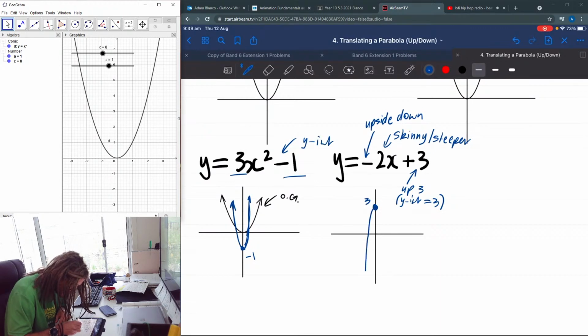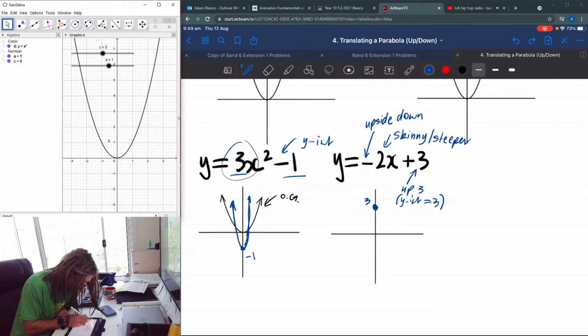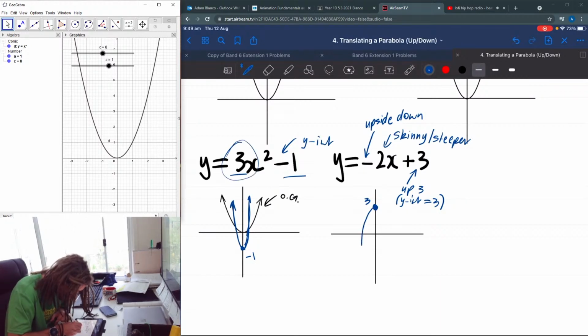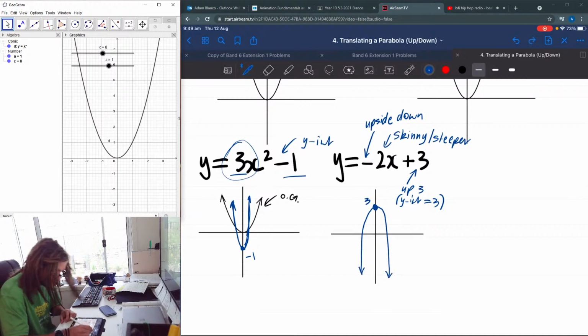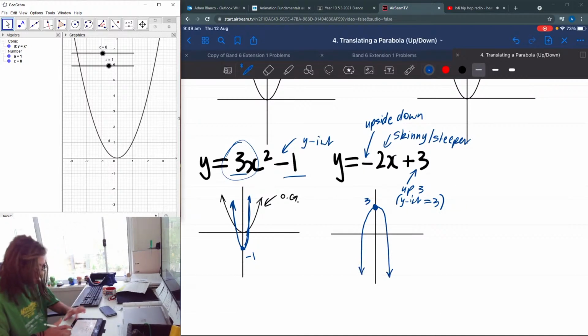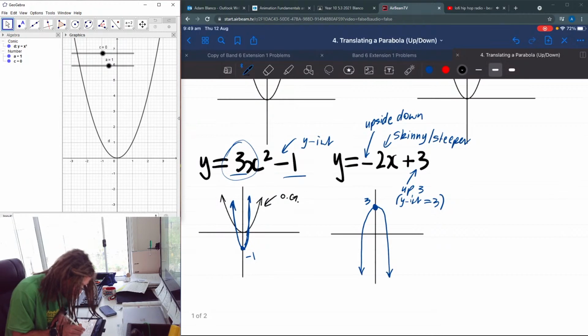It's going to be upside down and a little bit skinnier. It should be less skinny than this 3 one though. So maybe like that. And that's enough. My graphs don't look great, but I'm sure you're better drawers than I am. All right, let's do one more.